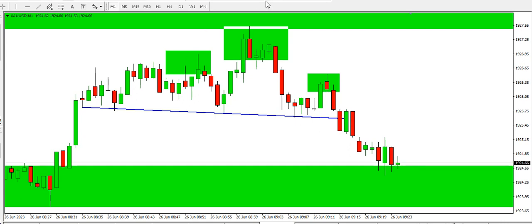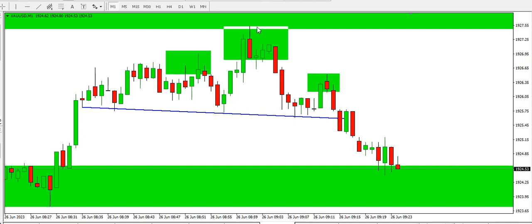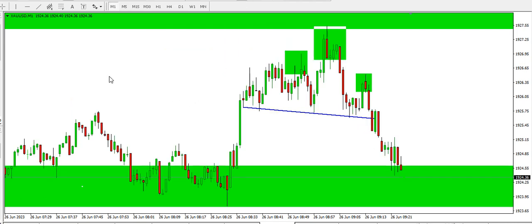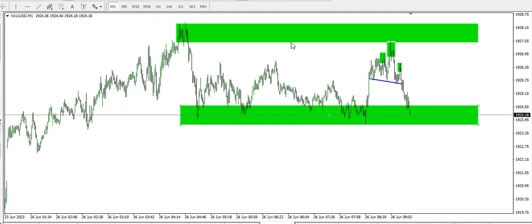But for now, the overall direction of price is bearish. But for now, on the 1 minute time frame, price is expected to range. It's expected to range until we have a range breakout.